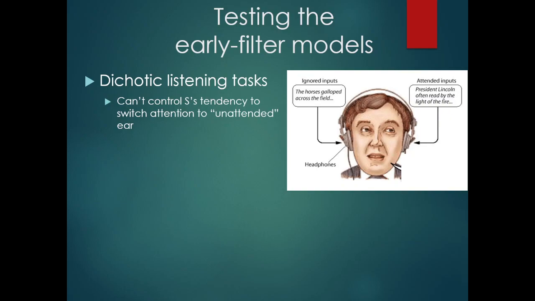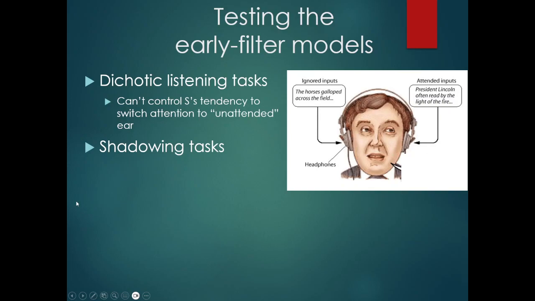But the problem that researchers quickly discovered is that you can't really control the subject's tendency to switch attention to the unattended ear. They would recall little details from the right ear and have missed details on the left ear. Sometimes they'd fill in with guesses on the left ear to compensate for the fact that they remembered something on the right ear. You couldn't really control that tendency to hop back and forth.